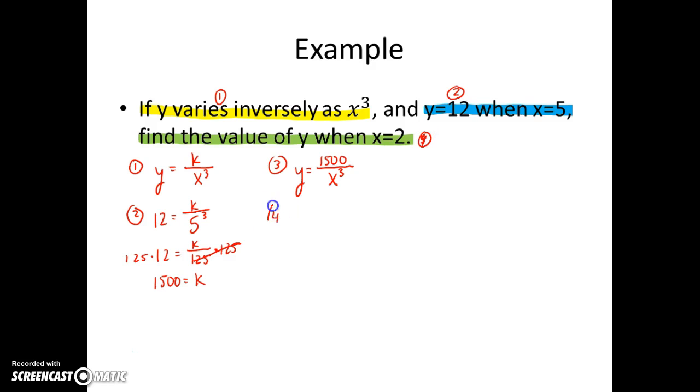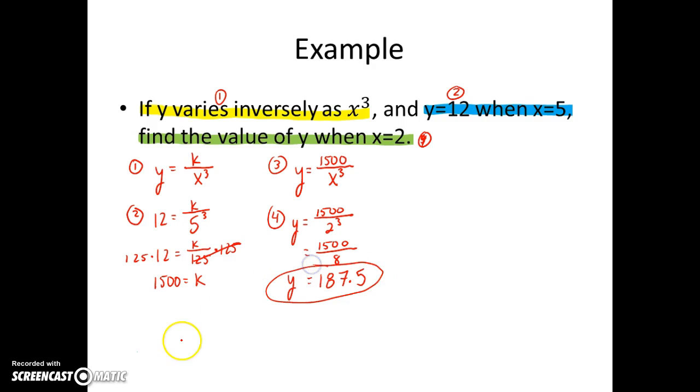Step 4 says they give me x equals 2, so I'm going to solve for y equals 1500 divided by x, which is now 2 cubed. So I can do that algebra. 1500 stays the same. 2 times 2 times 2 is 8. And 1500 divided by 8 is 187.5. Since it is not a real world situation, I don't need to label it, and I am done.